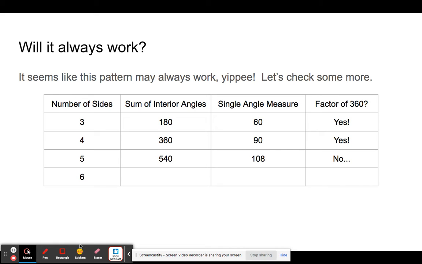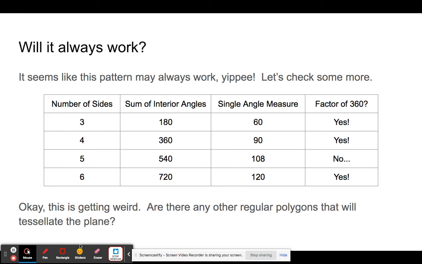Well, let's see. Let's try 6. 6 subtract 2 is 4. 4 times 180 is 720. 720 divided by 6 is 120. Does 120 go into 360? 3 times. So that does work out. Okay, so this is going weird. It's going yes, no, yes.